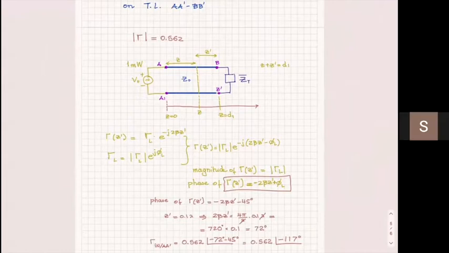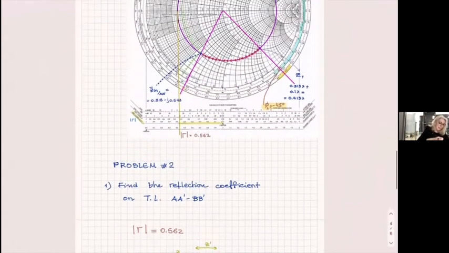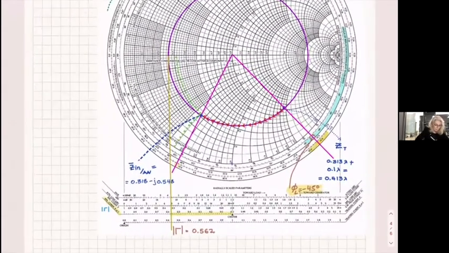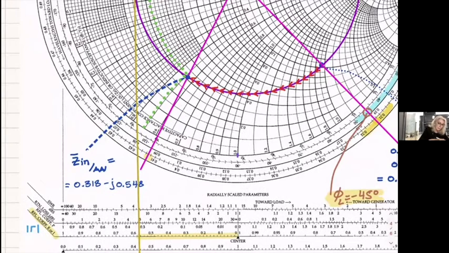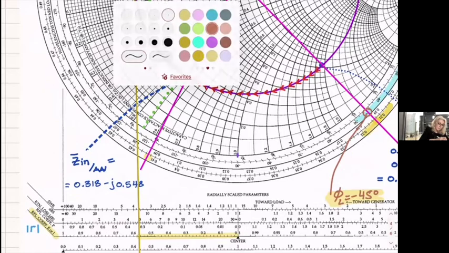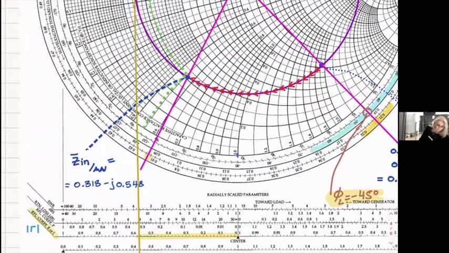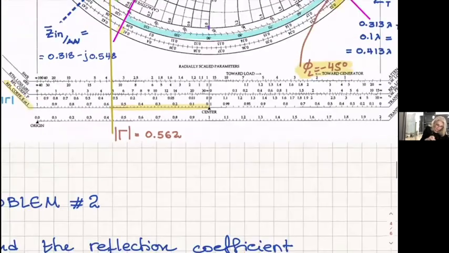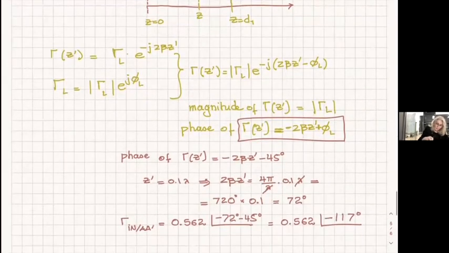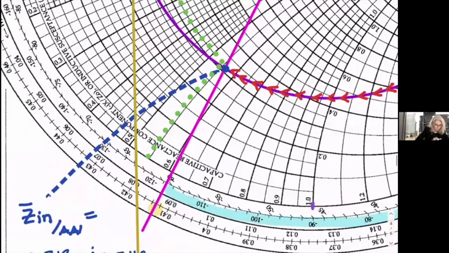How we found the phase at the load, couldn't we do that at AA prime just by looking at the point? Yes, as a matter of fact, if you don't care about what happens in between, you can go at the end of your line, draw the line all the way out there, and instead of stopping the blue line, you continue here, and look what you find. Minus 117, which is probably very close. See? You can find it from there if you don't care to find in between.